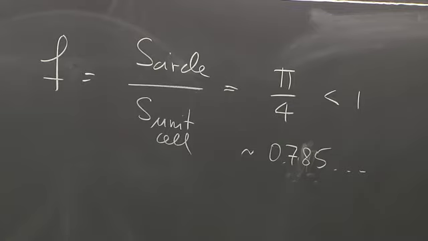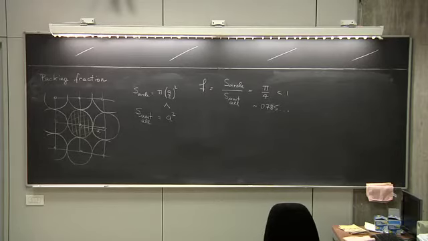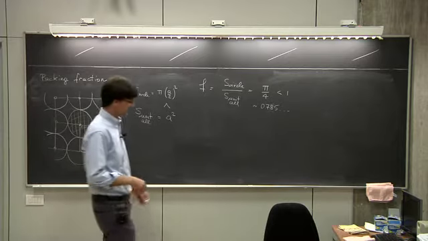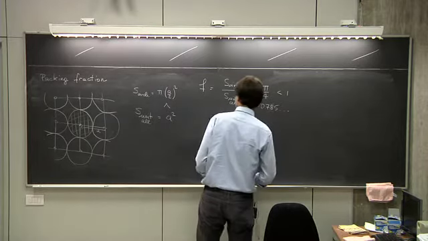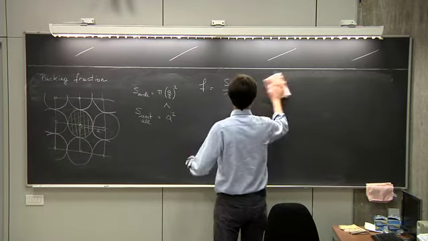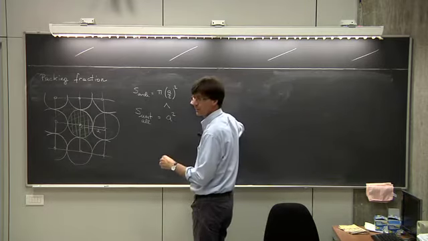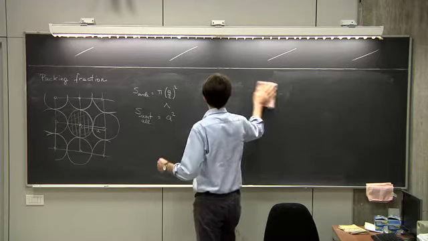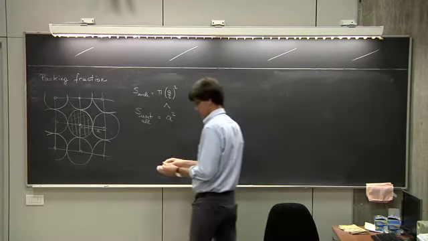Is there a better way to pack circles in 2 dimensions? Yes, we discussed it last time. What is it? Triangular lattice. So let's recalculate the packing fraction for the triangular lattice. Let me. The area, we take the unit cell, right? Of course, yes. We consider lattice with the basis.